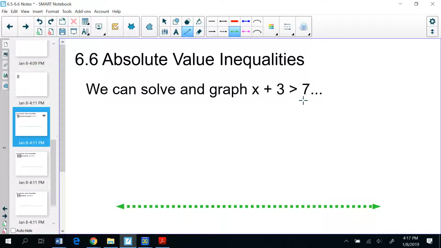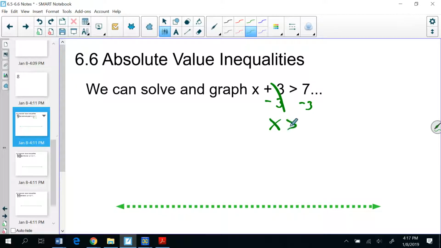x + 3 > 7. I'm going to go ahead and pull up my pen, making sure it's on the thinner type. x + 3 is greater than 7. In any kind of equation or inequality, we want to get the variable by itself. That is considered solving. So I'm going to subtract 3 from both sides. These will cancel. That means that x is greater than 4.